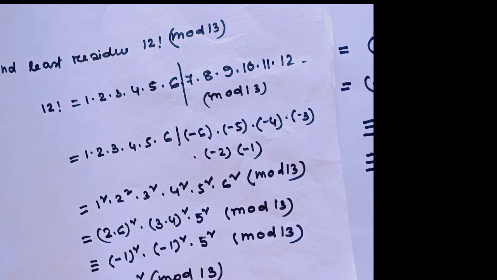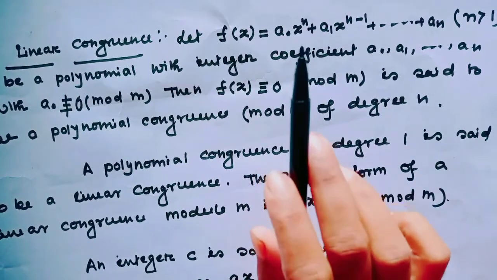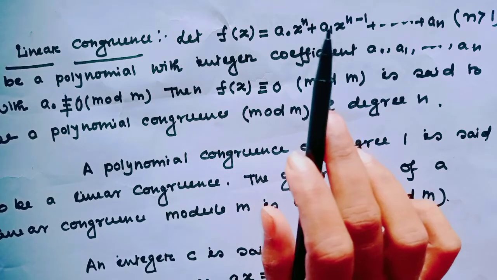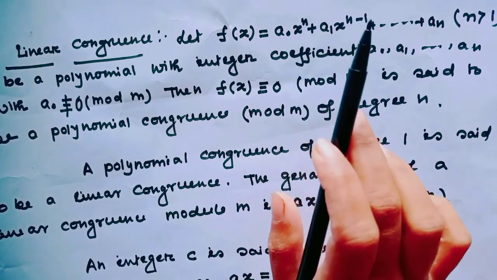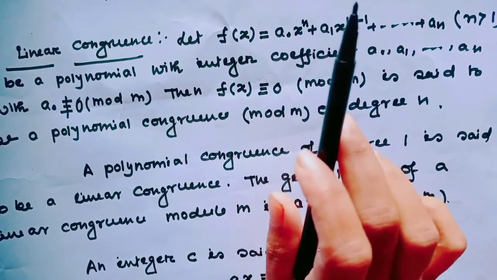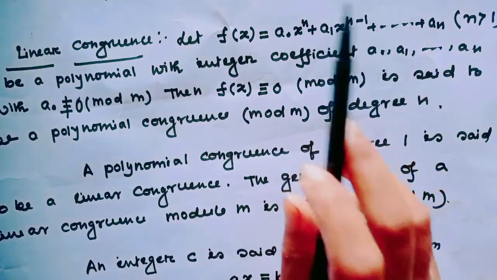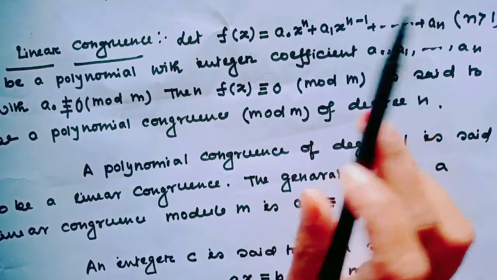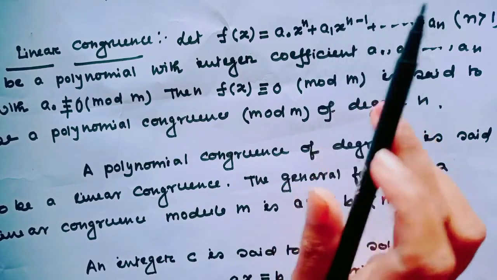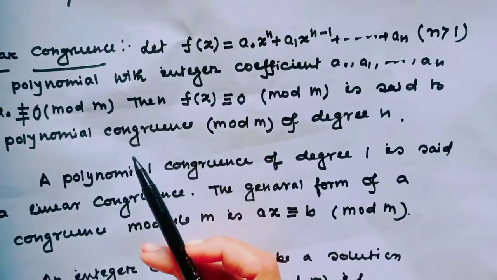We have discussed the set of residue classes modulo n, denoted by the symbol Zn, in my previous video. Now I will go on to the solution of congruence equations. Before going to higher degree, we want to know when a linear congruence has a solution. Let's see the definition of the linear congruence.